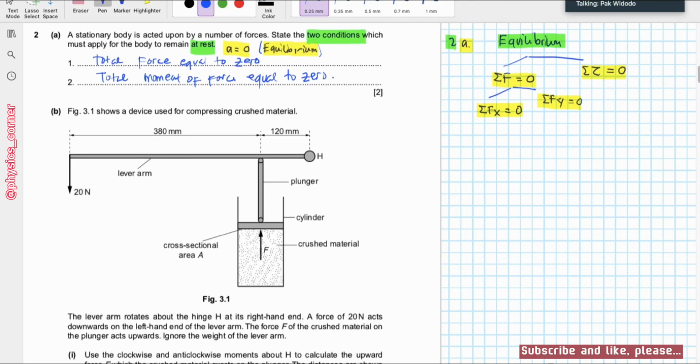The lever arm rotates about the hinge edge. This one, I think this is the pivot, the hinge edge. At the right hand end, a force of 20 newton acts downward, and on the lever arm, the force F of the crushed material on the plunger acts upward. Ignore the weight of the lever arm, so it doesn't have any weight.